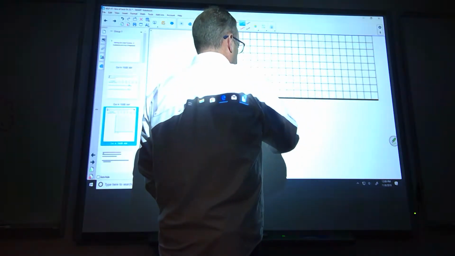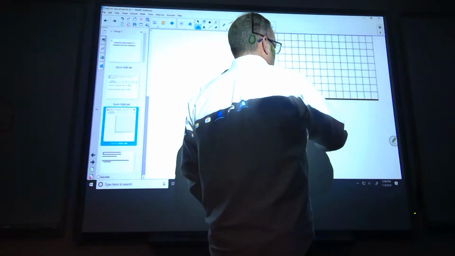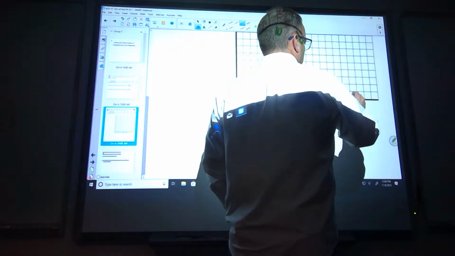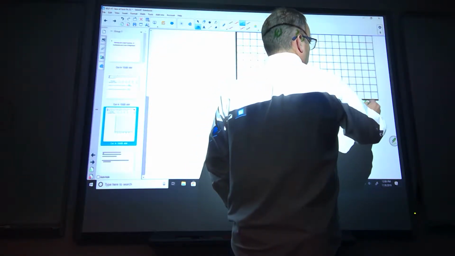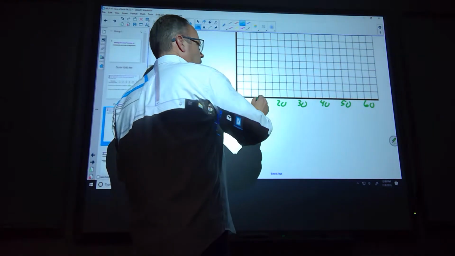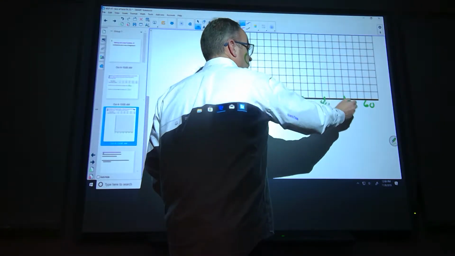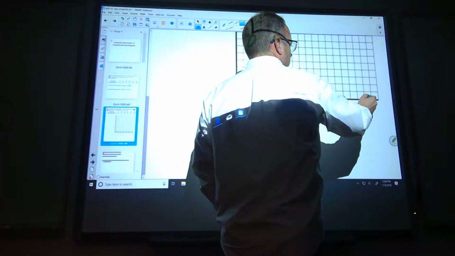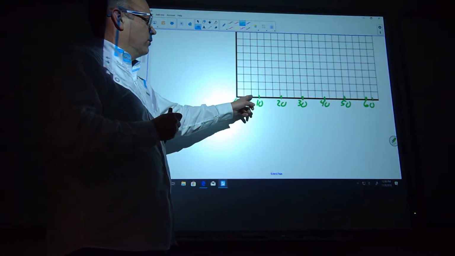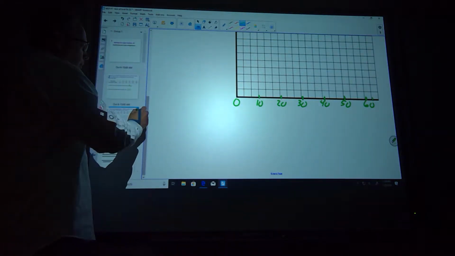So 1, 2, 3, and then 1, 2, 3, and 1, 2, 3. Is that okay? So I just tried to space it out a little bit so you don't have everything scrunched together. Does that seem okay? Yeah. So it basically means that this is like 3 1/3, 6 2/3, 10, keeps going from there. Is that right?